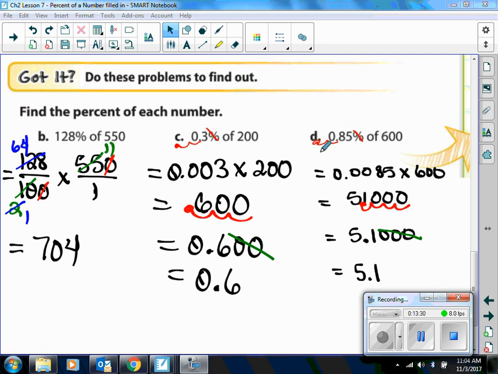So here we're going to change the 85/100ths% to a decimal. Move the decimal 2 places to the left, and you get 85/10,000ths. Now you're going to multiply that 85 times the 600. That's going to give us 51,000. So now 1, 2, 3, 4 numbers behind the decimal. So that means 1, 2, 3, 4 numbers behind the decimal in the answer. So that's going to give us 5.1000, and of course we don't need those trailing zeros, and we end up with 5.1.